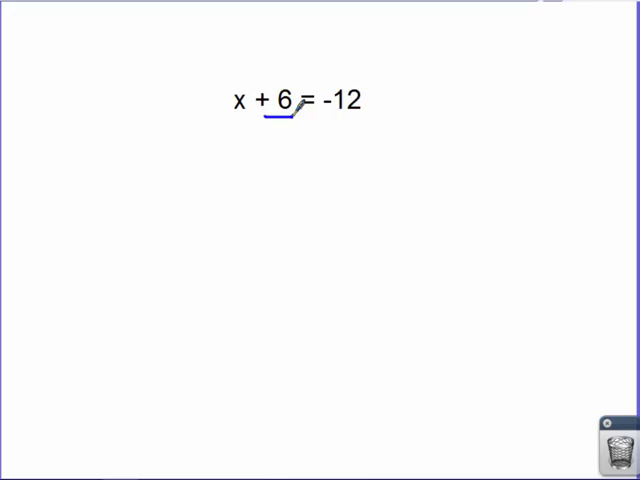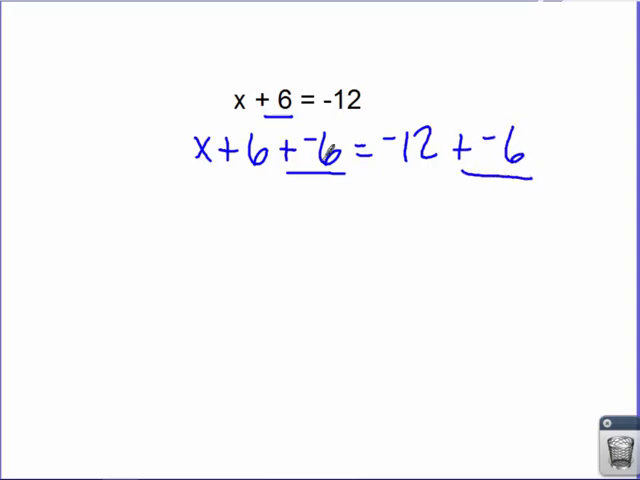So the next line, what I expect to see on any problem that you have like this, is x plus 6 plus the opposite of 6, which we know is negative 6. So these two will add to give 0. But we know that in an equation, if I do something to one side, I must do it to the other. So what did I do to this left-hand side? I added a negative 6. So that's what I've got to add on the other side as well. So I end up with negative 12 and then plus the negative 6 that I added on this side.